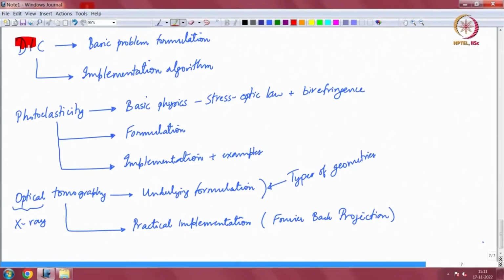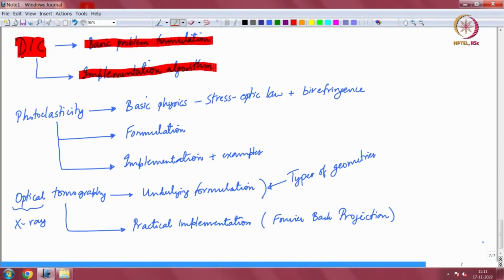So, in the next session we will start with our implementation of DIC. This will be the next 2 sessions, first one on this and the second on this, and at the end of this entire sequence of discussions we will have a lab demonstration that also shows you how some of these can be implemented, and what type of hardware you will need to implement some of this in practice.